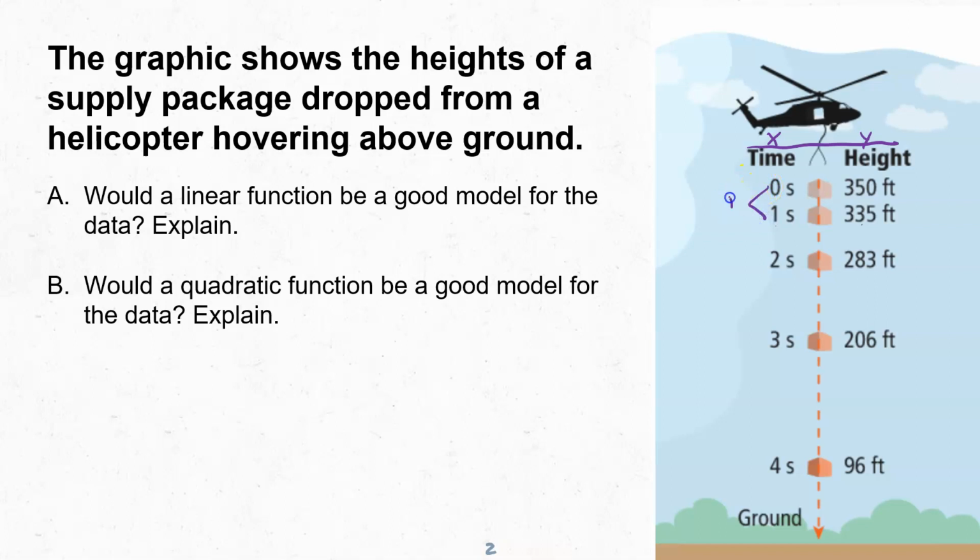So if it's linear, the x's need to change by the same amount. They are going up by 1 every time, but the y's would also need to be changing by the same amount. When I find the difference between 350 and 335, it's going down by 15, but from 335 to 283, it goes down by 52. Because these are different, it does not have a constant rate of change, which means this cannot be a linear function.